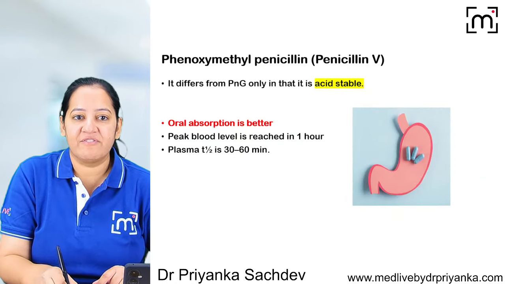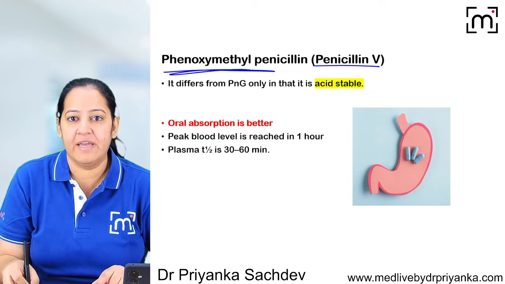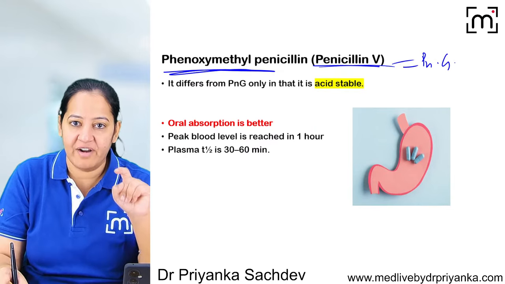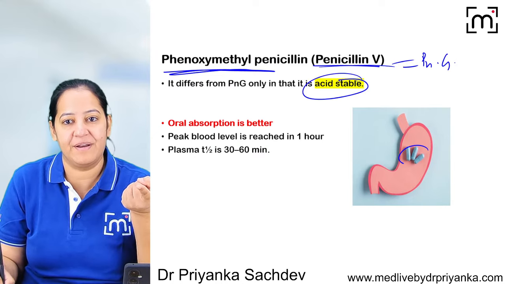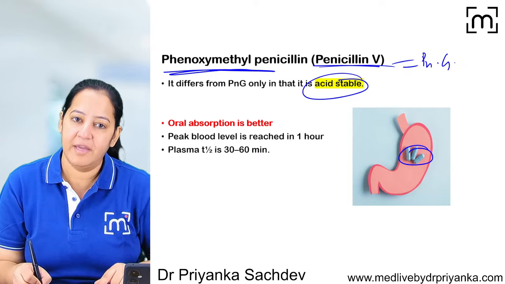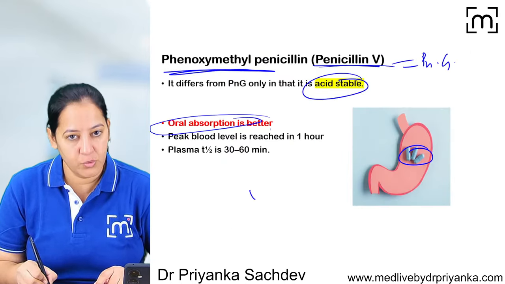Okay, let's start the first one. Phenoxymethyl penicillin or penicillin V. Penicillin V is exactly the same as penicillin G, with only one difference. It is acid stable. You can give the tablets. Here, oral absorption is better. Everything else is the same. The use is the same.